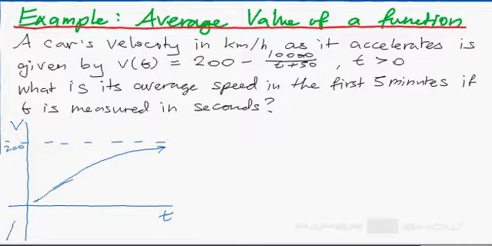And we are interested in what happens in the first 5 minutes. Notice that t is measured in seconds, so 5 minutes is 300 seconds. So let me just put 300 here. This is the period we're interested in, from 0 to 300, right? And we're after the average speed.